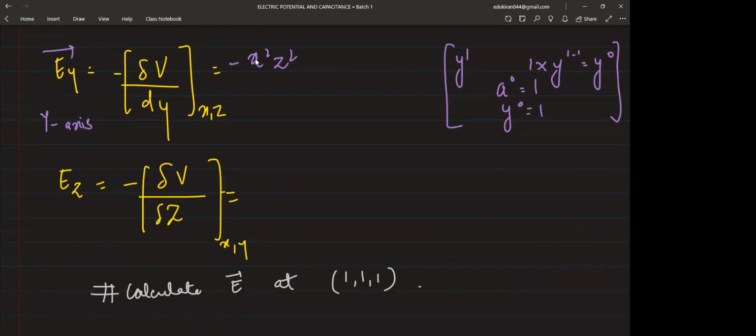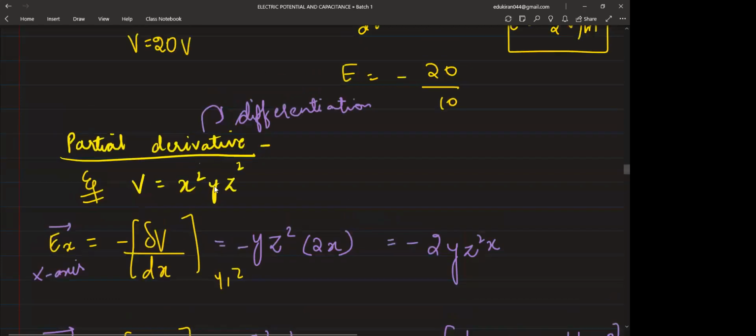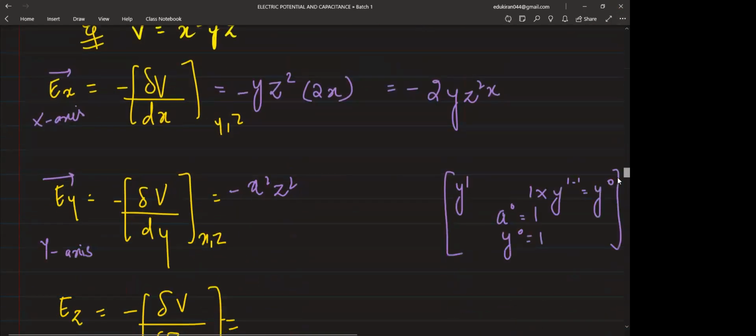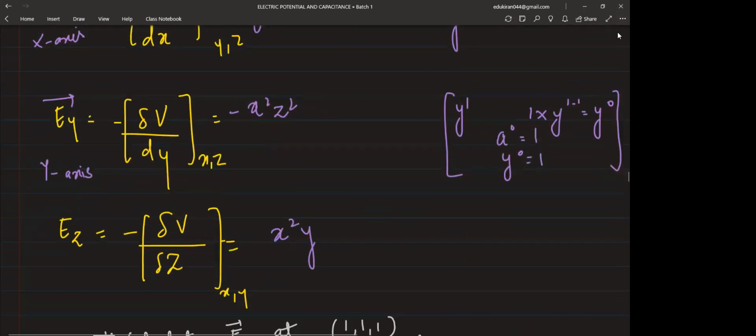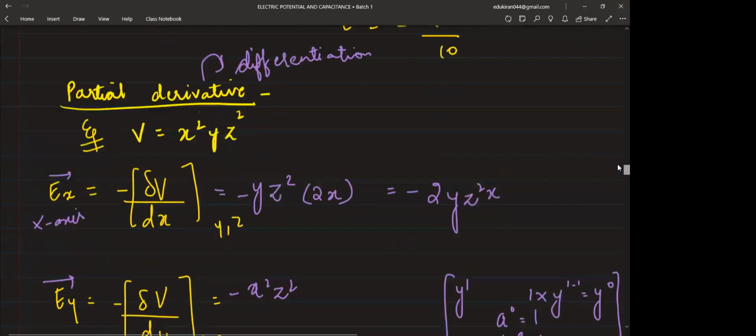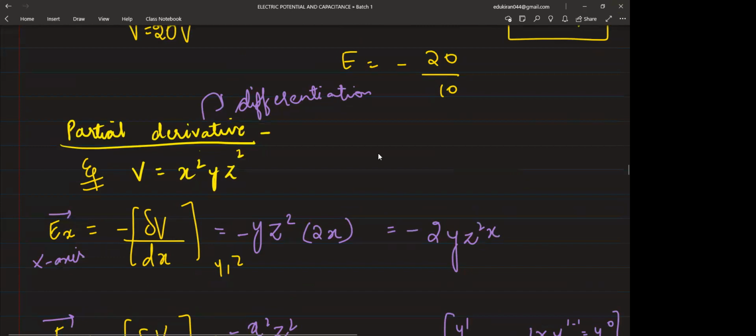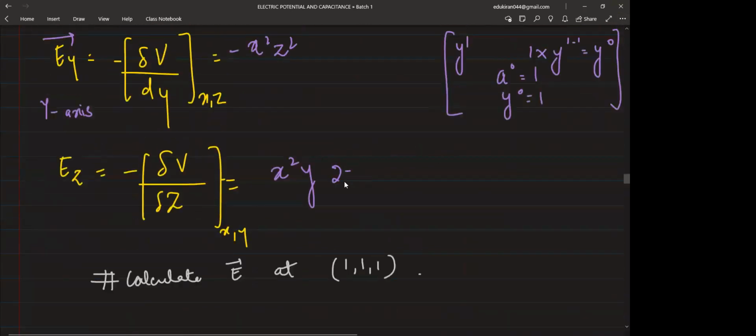Yes, ma'am. Okay. So for E z, this is minus del V by del z. So your x and y are constant. If x and y behave as constant terms, then x square y will act as a constant and come out. Now we are left with just z square. Z square is not acting as a constant. It's still a variable for us. So how do we differentiate it? 2z. So we are left with 2z. The minus sign is there. So ultimately, this is minus 2 x square y z.